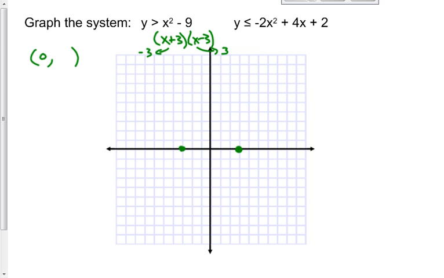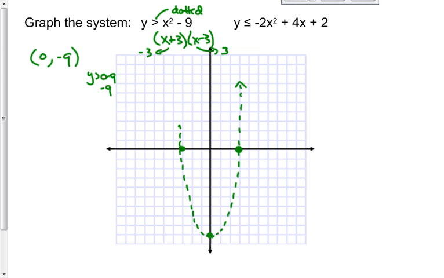And then if I plug 0 back in, I get 0 squared minus 9, and negative 9. So my y coordinate is going to be negative 9. Way down here. 0, negative 9. I can connect these together, and be careful when you connect. This inequality, remember again, is a dotted line. So I'm going to connect, remembering to do the dotted line.